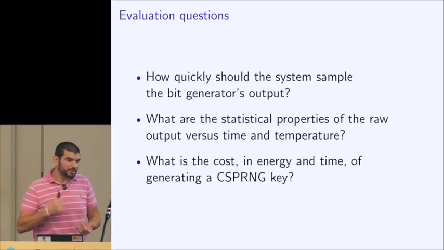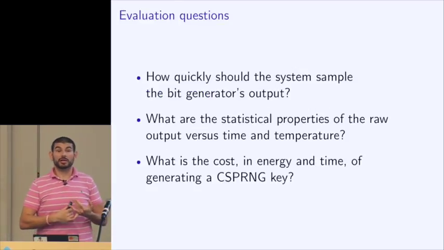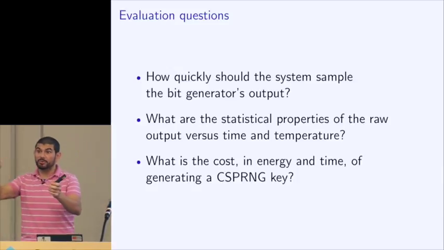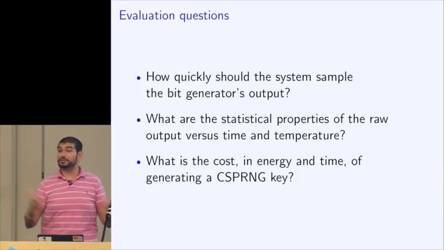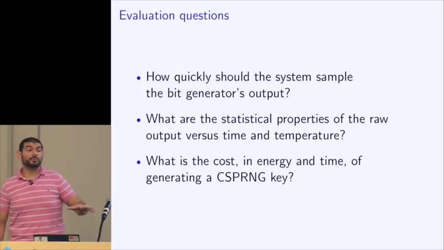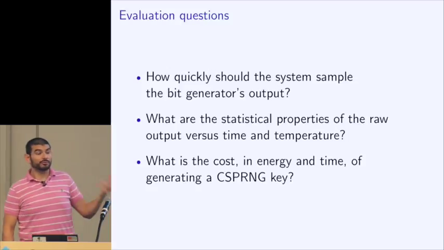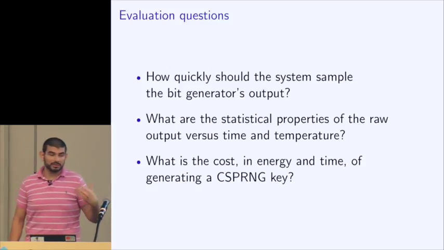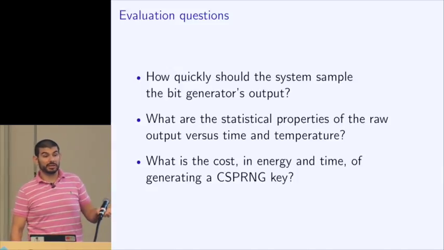We're going to ask here first, how quickly should we sample the generator's output? Remember, what we're getting from the comparator is just some bits, and then we have to sample them to create the bit stream. So now we have to make a decision. How fast are we going to sample them? We're going to look at some statistical properties of the raw bits that come out versus time and versus temperature. And we're going to look at the total cost in terms of time and energy for generating a key.